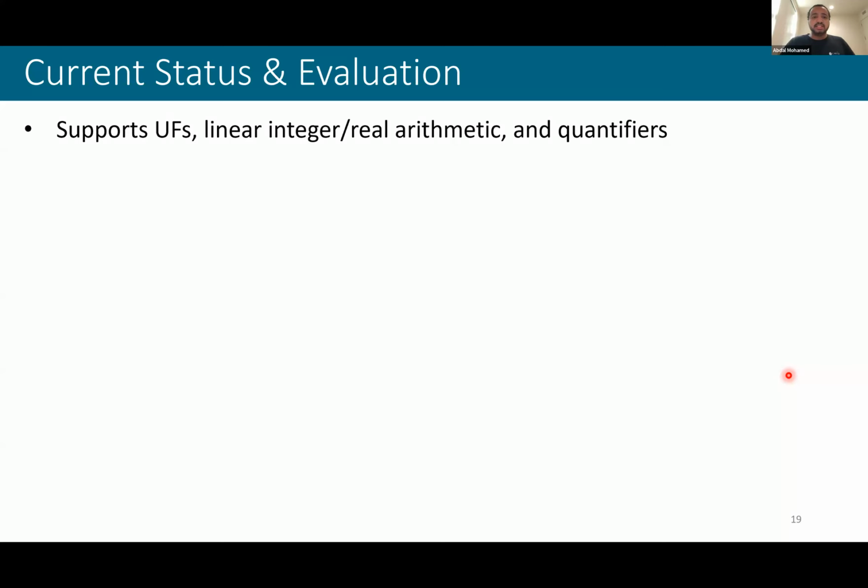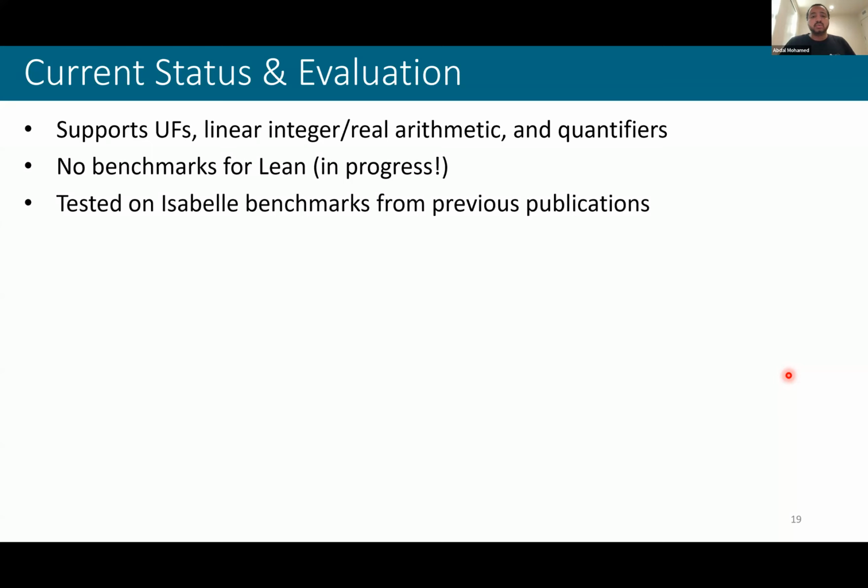So the current status of the tactic is that we now support uninterpreted functions, linear integer and real arithmetic, and quantifiers. We would like to evaluate the tactic on some real benchmarks of Lean problems. However, we don't have that set of benchmarks yet. It's a work in progress that we're working on.